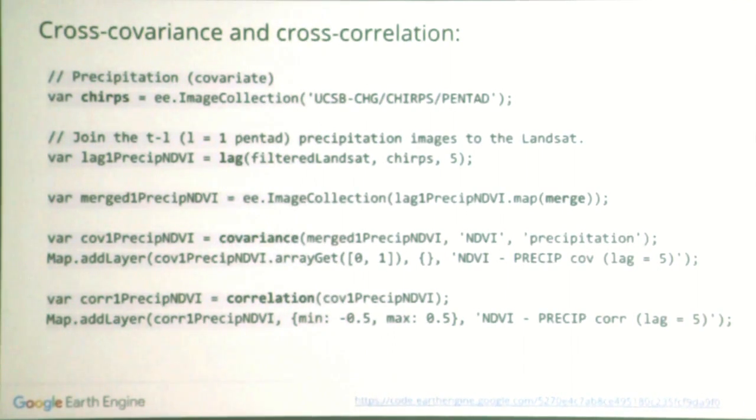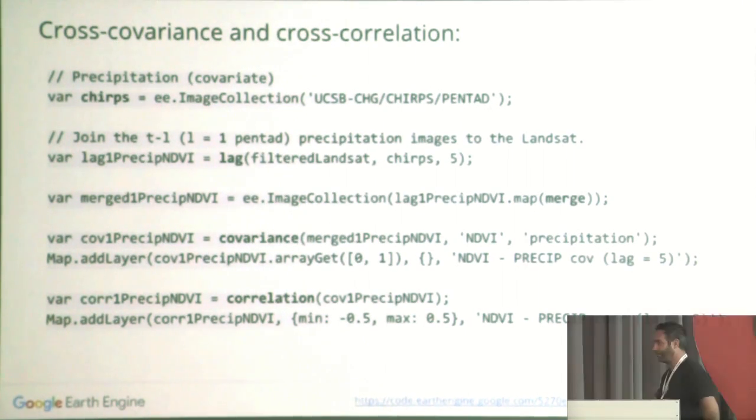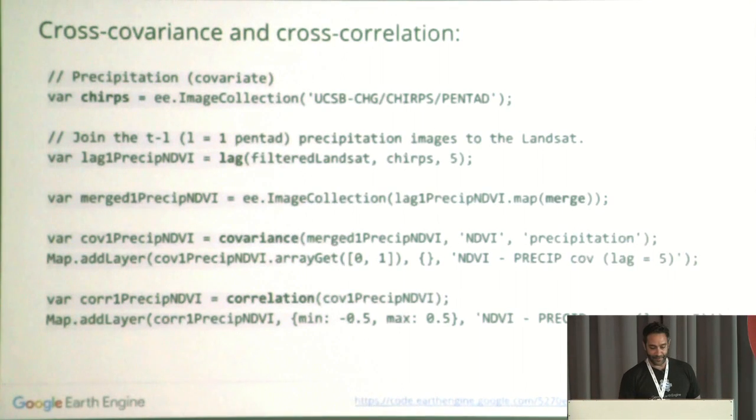Now, the good news is we have all the code that we need to make this happen. We've already gone through all that code. And here it is. We have our chirps collection, which is rainfall or precipitation. We want to join the t minus L, and the chirps data are arranged by pentads. So we want to lag the Landsat and the chirps data with a lag of 5 days. And so what this is going to do, again, is store for each Landsat image a list of all the chirps images that are 5 days previous to that Landsat image.